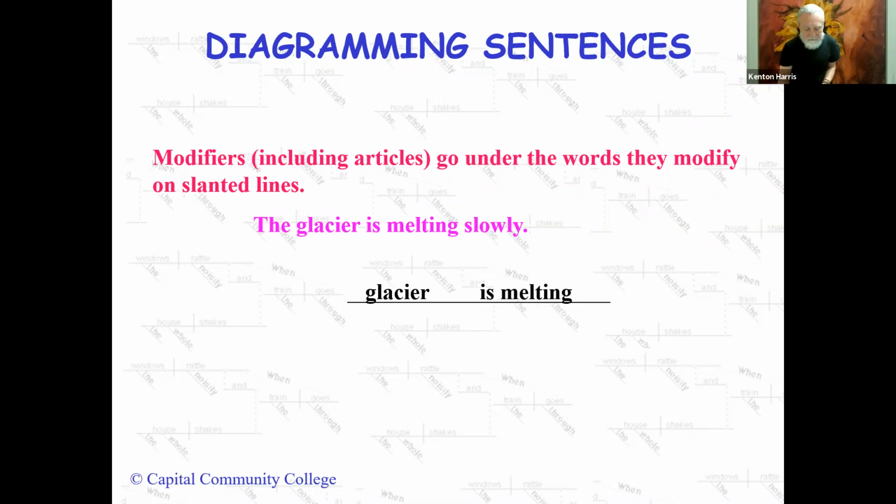Again, he does things slightly differently, but those are the first 4 steps. Horizontal line, vertical line, subject on the left, verb on the right. But now notice we have some words left over. The doesn't have a home yet, and slowly doesn't have a home yet. So we have to find places on our diagram for the additional words. Well, the is an article modifying glacier, and slowly is an adverb modifying melting. So the goes under glacier, and slowly goes under melting.